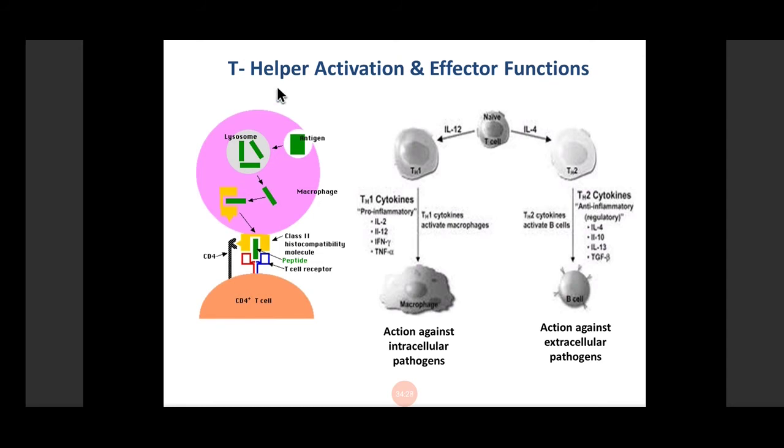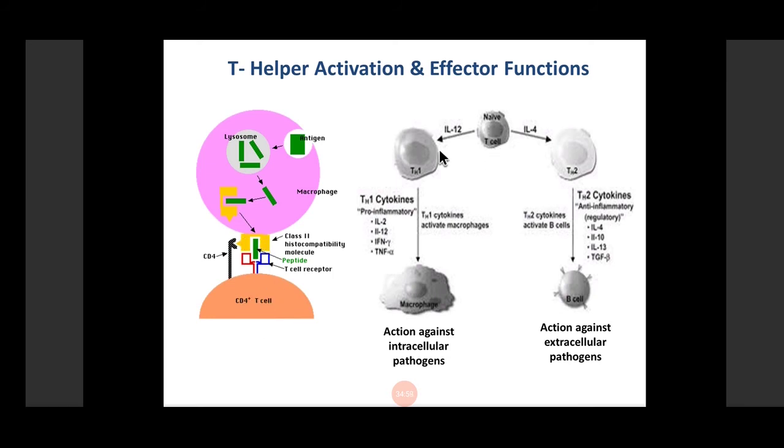Now, first we'll talk about the helper T cell activation and its effector functions, and then I'm going to talk about cytotoxic T cell, and finally I'm going to talk about the B cells. Now, the exogenous antigen is eaten by the antigen presenting cell, broken down by the phagolysosome into tiny fragments, and presented in context of MHC class 2 to the T cell receptor of the T helper cell. Once the T helper cell recognizes this antigen, it gets activated.